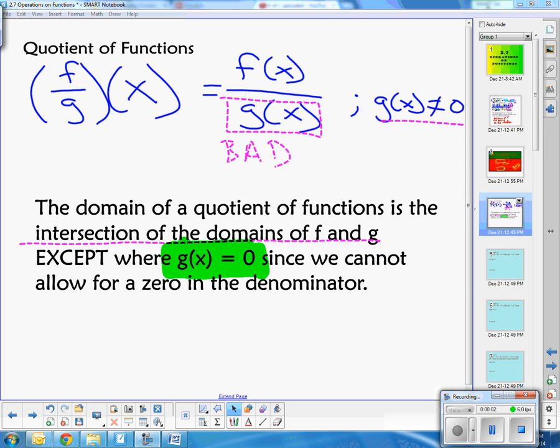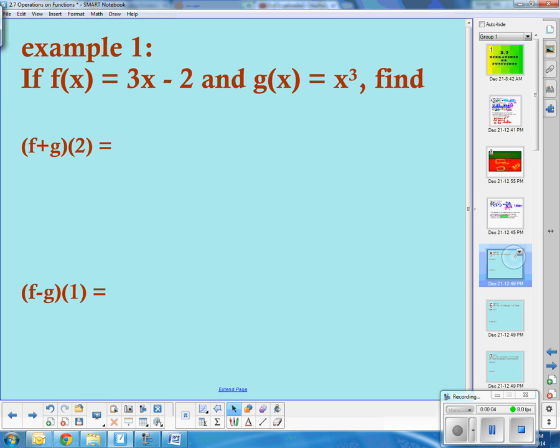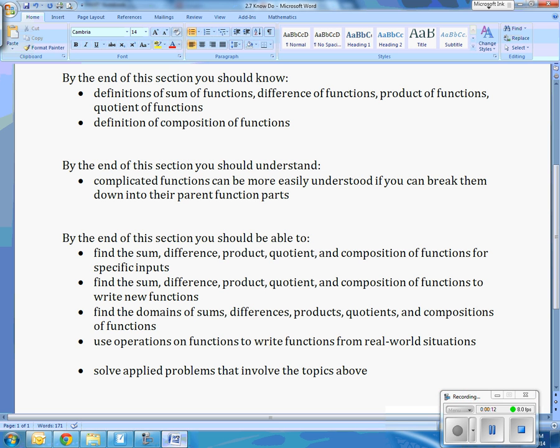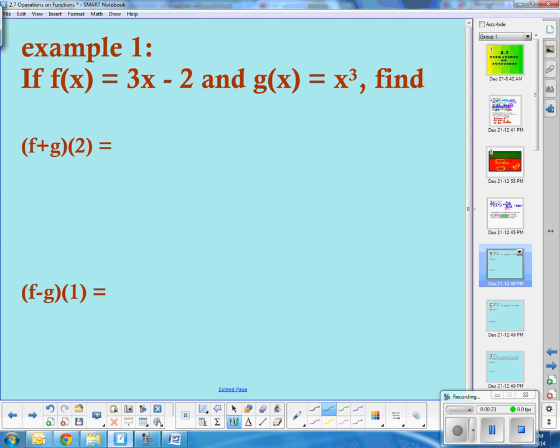Okay, so we're going to pick up from where we left off and work through a couple of examples on how to do this. If I'm looking at the list of things to know and things to do, this would cover the idea of this first example: finding the sum, difference, product, quotient, composition for specific inputs. That's what we're doing with these first couple examples, like f plus g of 2. So our specific input is 2.